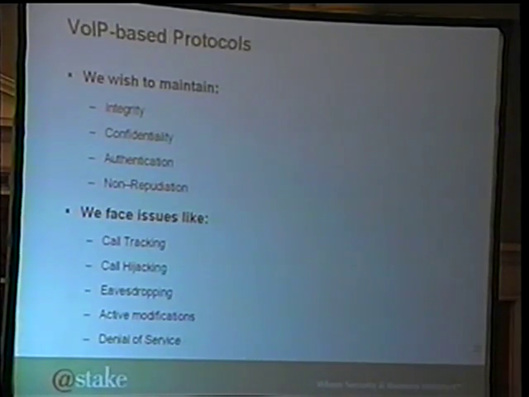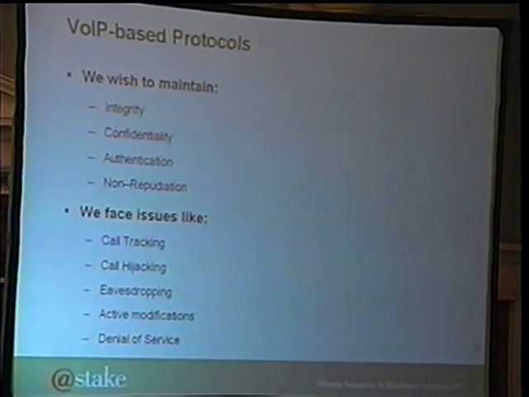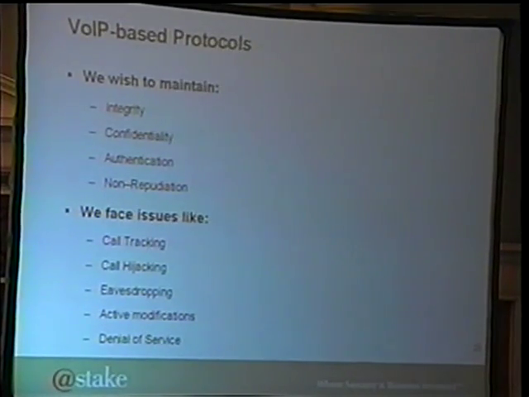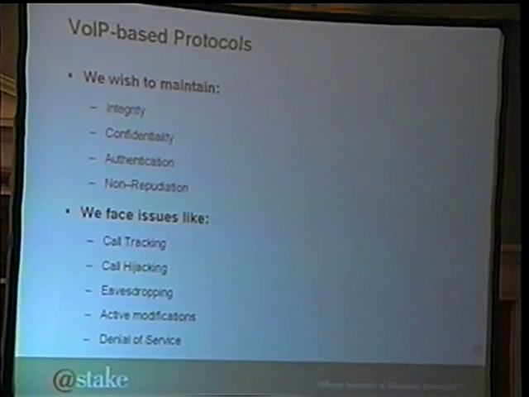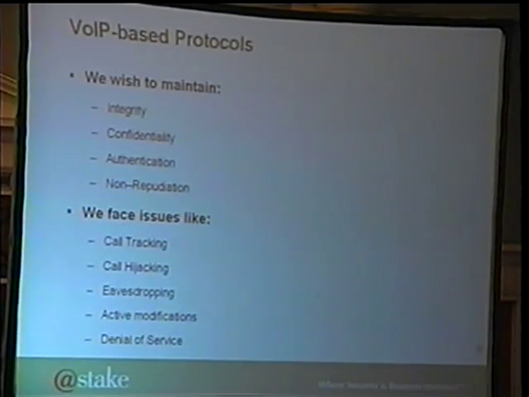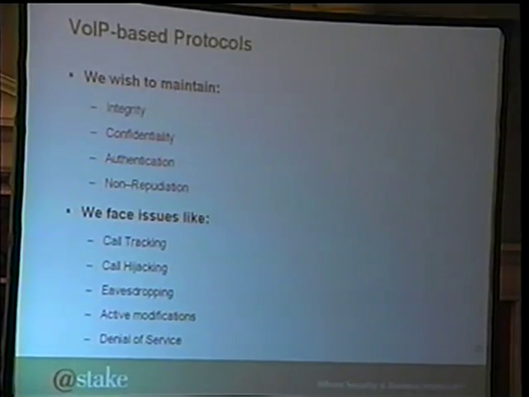With voice over IP, we want to maintain integrity, confidentiality, authentication, and non-repudiation. These are all good big words that we always use, but they are mainly important when we place a call. We don't want anybody to do call tracking on our calls. We don't want anybody to do call hijacking. We don't wish anybody to replay what we said to one another or eavesdrop on our conversation. And of course, there are other fun things like active modifications, where one can add himself to the signaling routing or even to the voice sample routing, and will be able to see, hear, and do everything. And of course, denial of service, which is always the last one to be mentioned.